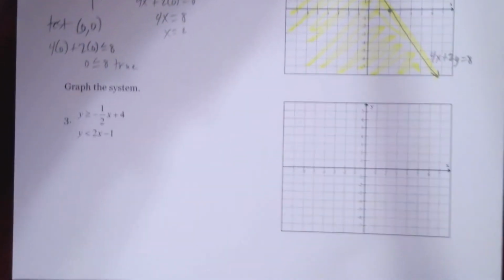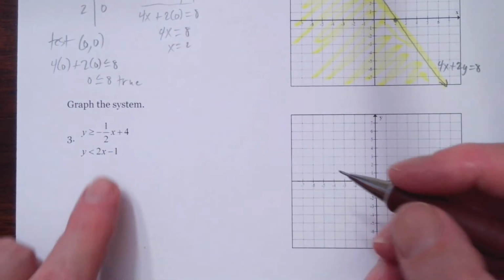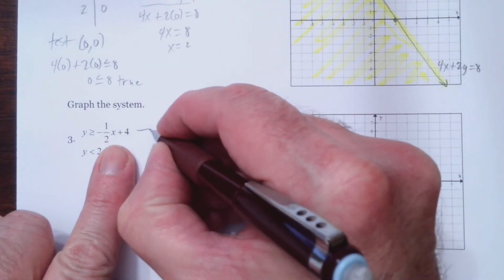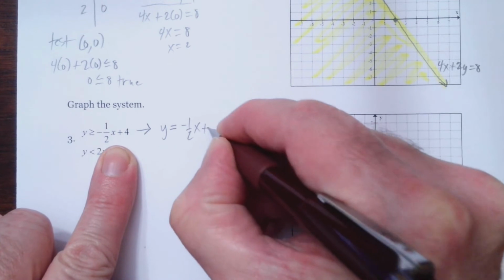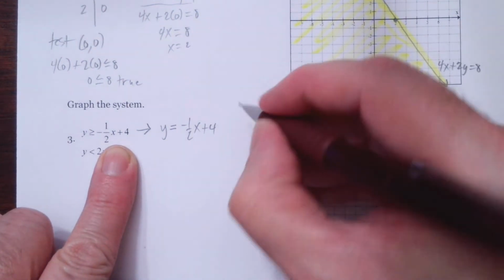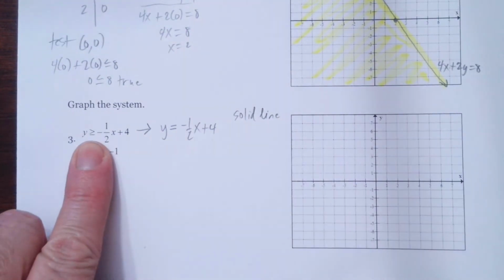Using two colors makes it a little bit easier. Alright, so first of all, I'm going to graph y equals negative 1/2 x plus 4, and we're going to use a solid line because we have greater or equal.